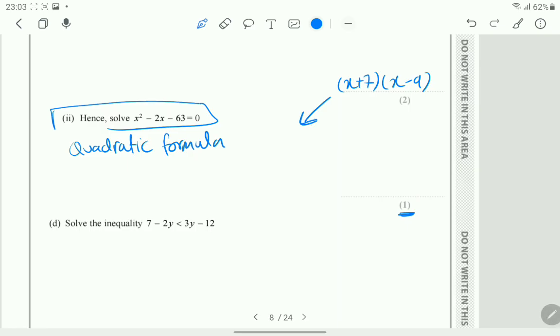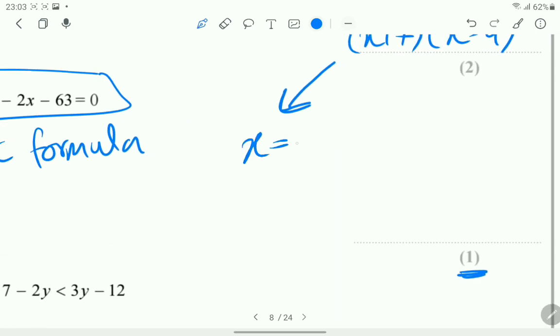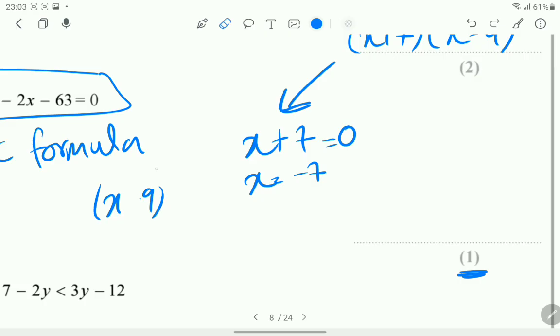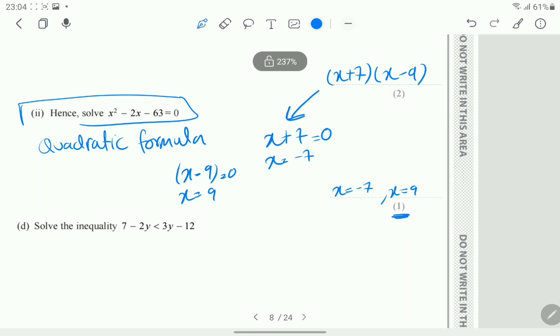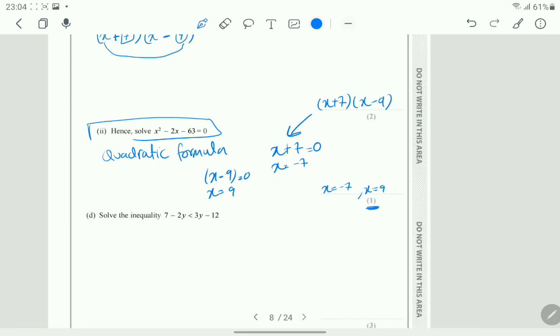That is out of the scope of your syllabus, so just know that when we write x plus 7 inside a bracket, it is actually an equation, so it would be x minus 7, and when we write x minus 9 inside a bracket, it's actually an equation, and this would be x equals 9. So the answer here is x equals minus 7 and x equals 9, or just write minus 7 comma 9. You would be able to solve this.